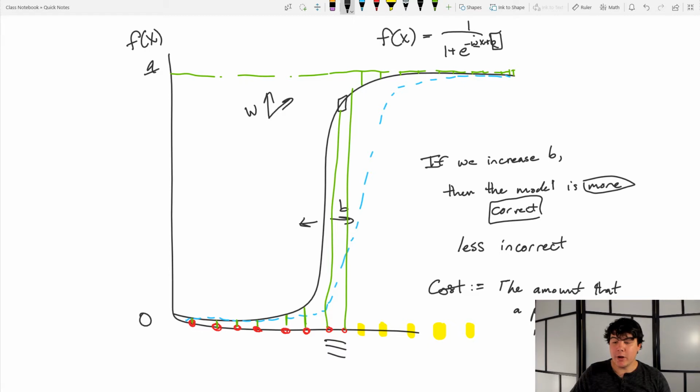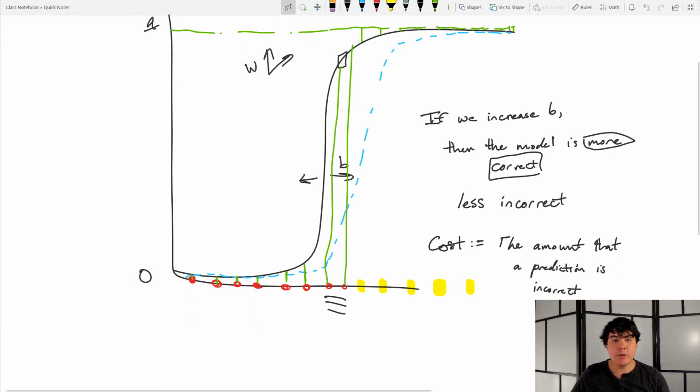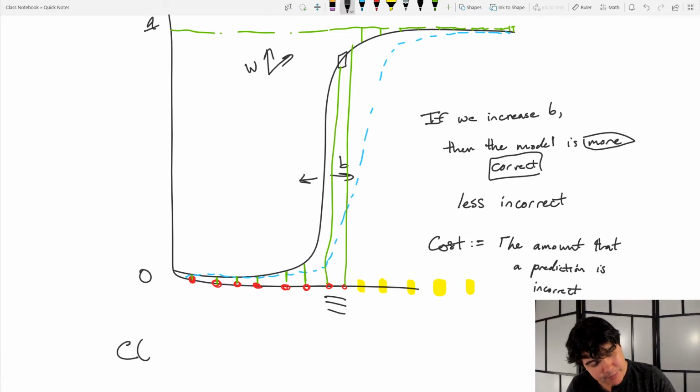Now what we do with the cost is we want to add them together, right? A good model will have a small amount of total costs. So the cost function is going to be the sum of all of the different costs. So cost of x sub 1 over all of our data points.